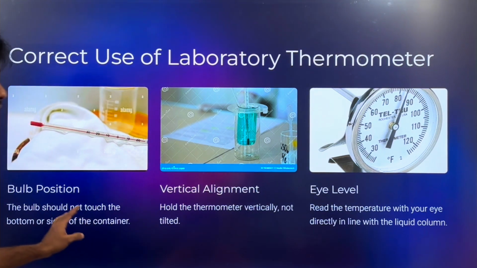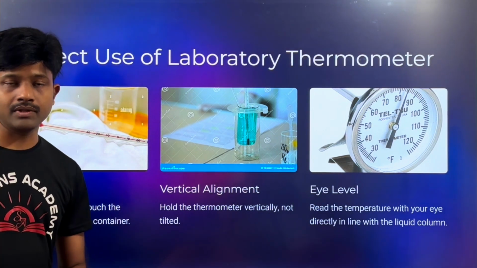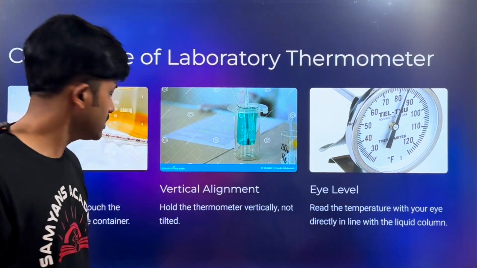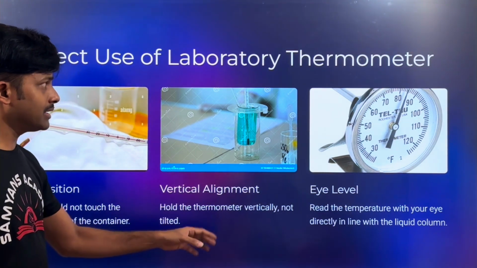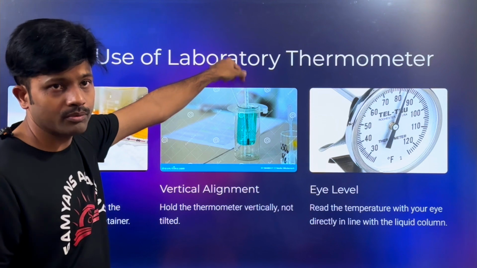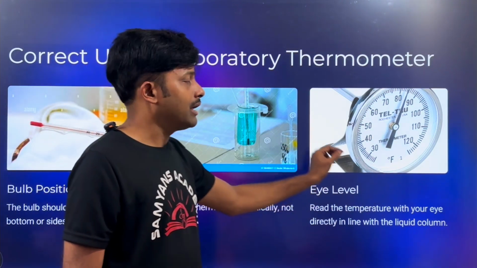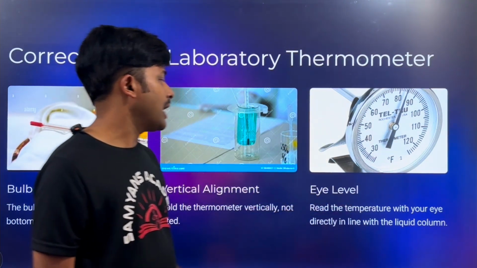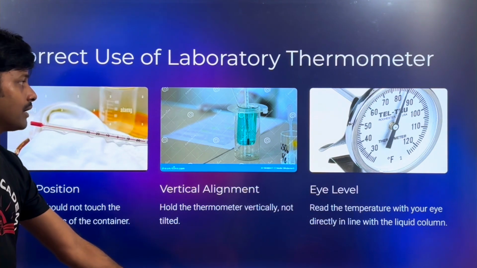First of all, this should not touch the other parts, like the beaker. It should not touch. And while measuring, you place the thermometer vertically. The alignment should always be vertical. And eye level: read the temperature with your eye directly in line with the liquid column.